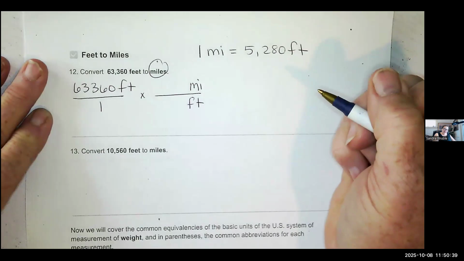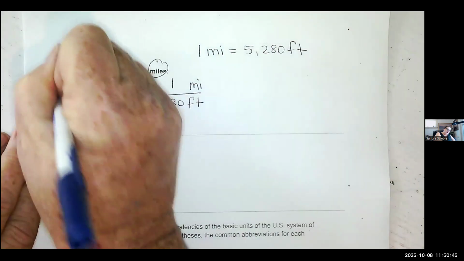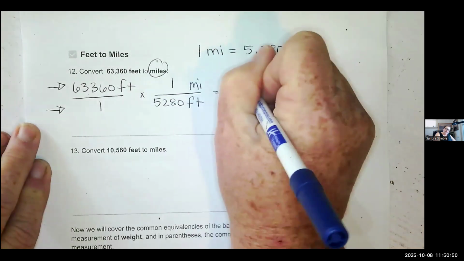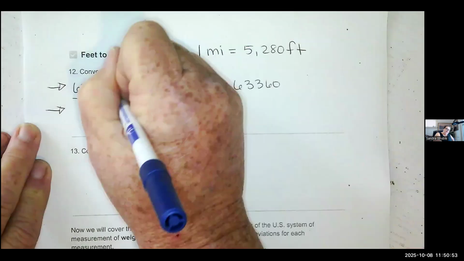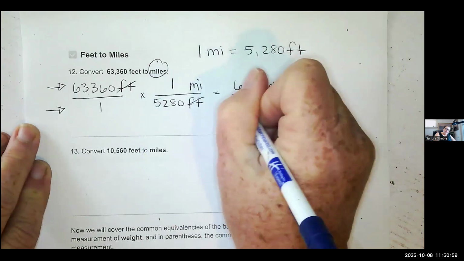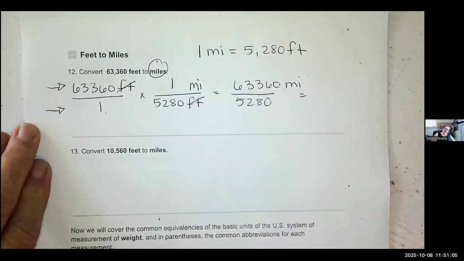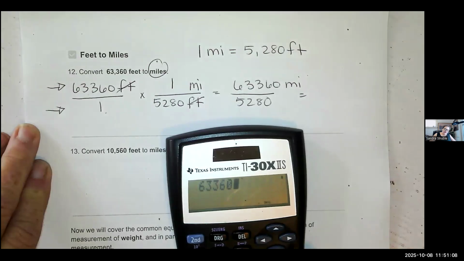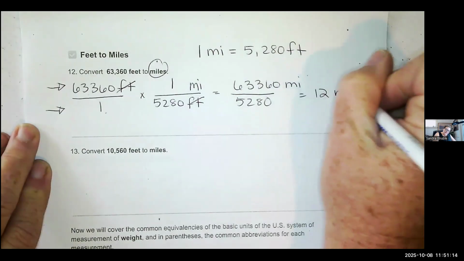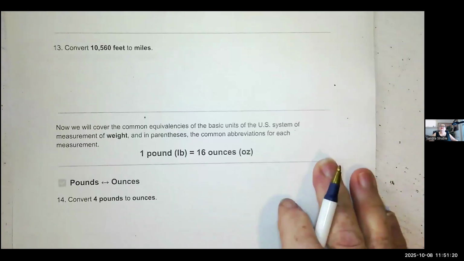Now that I've got my units placed, I plug in my numbers. 1 mile is equivalent to 5,280 feet. And remember, we multiply straight across. 63,360 times 1 is 63,360. Our feet are gone. We're left with miles over 5,280 because 1 times 5,280 is 5,280. Now we divide 63,360 divided by 5,280, and that is 12. So 12 miles is equivalent to 63,360 feet. Let's go to the next one.